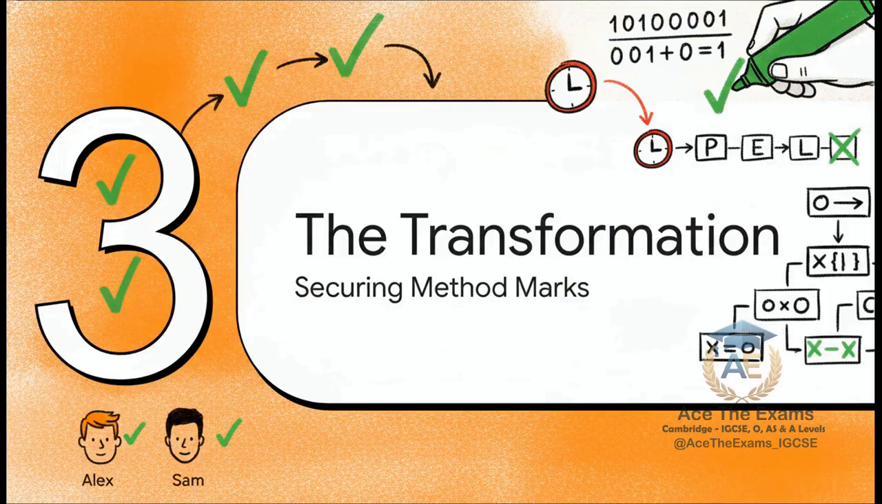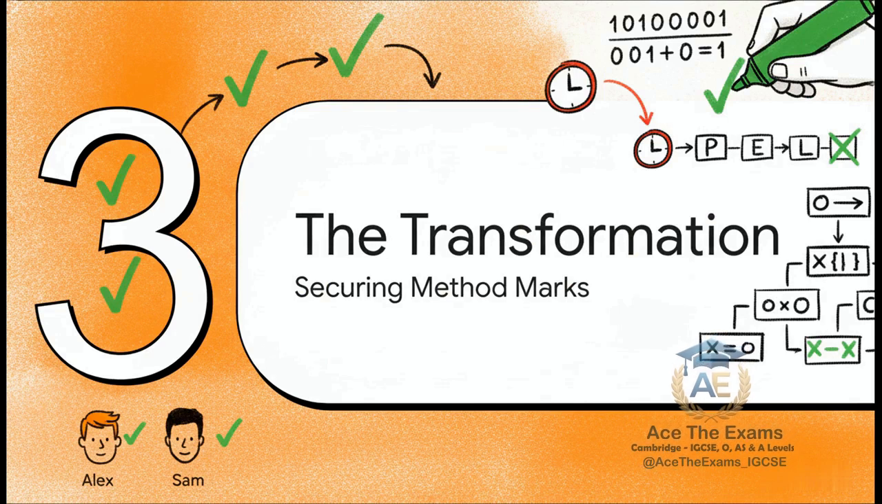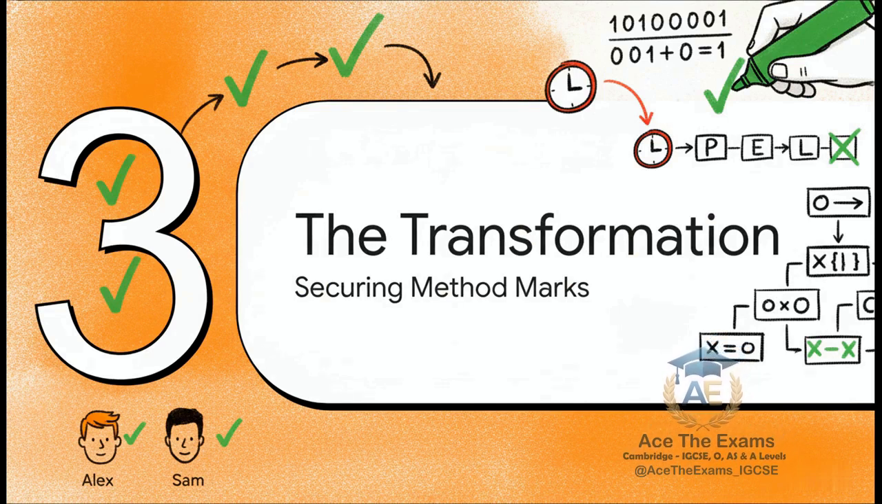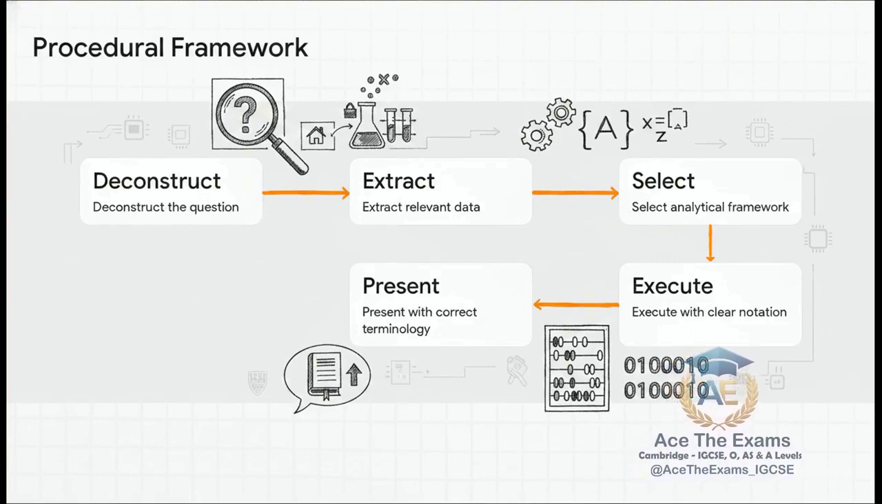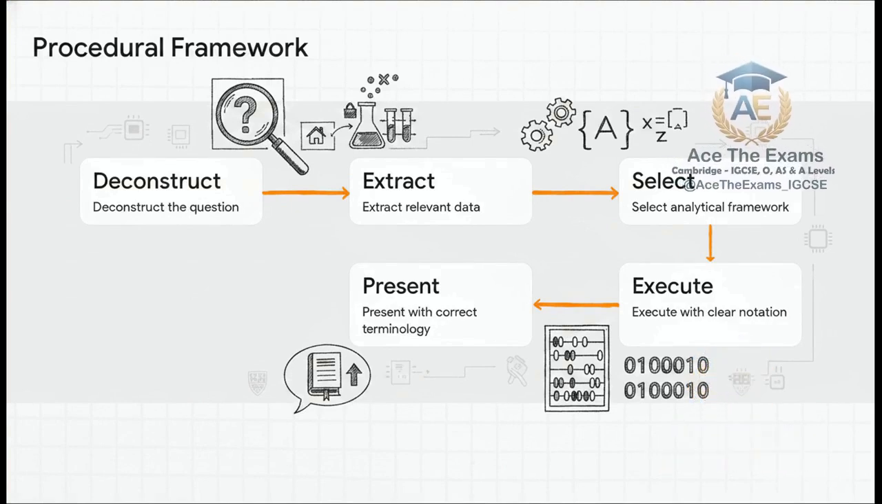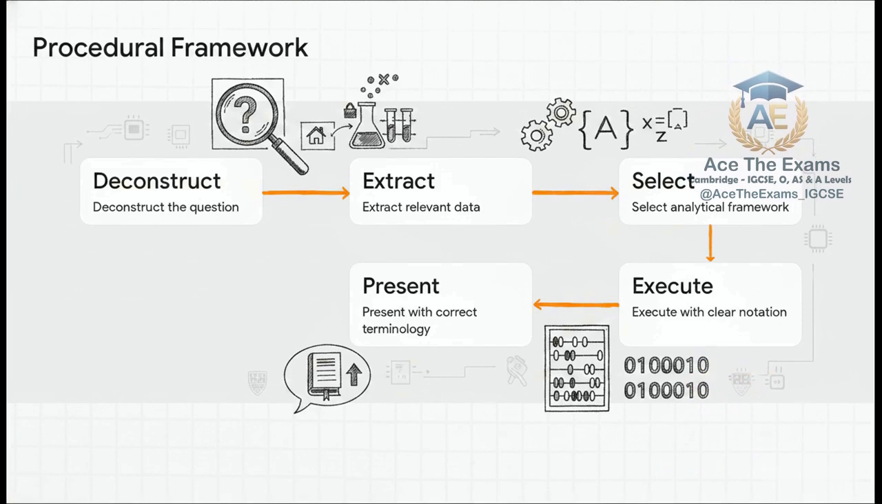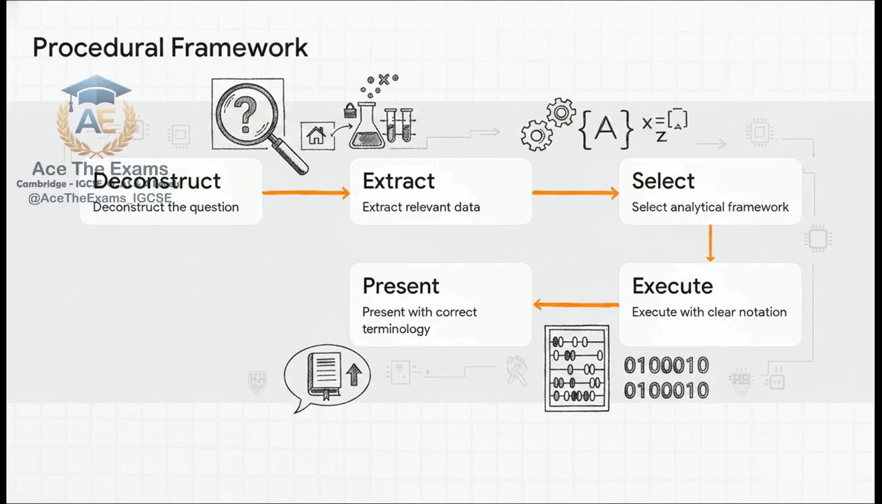Act 3. The transformation. Let's take all of this theory and look at how to actually secure those method marks in practice. This 5-step procedural framework right here is your ultimate blueprint. Remember, examiners award what we call method marks for this exact step-by-step algorithmic decomposition. It's not just about the final answer, it's about how you got there. Let's mentally walk our 2 struggling students, Alex and Sam, through this exact transformation.